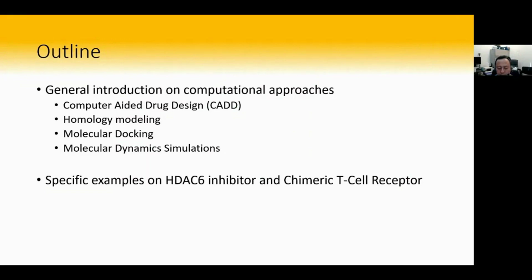And then I will use two examples. The first is a small molecule drug discovery. And the second, which is our central topic, is how to optimize the chimeric T-cell receptor. Okay, let's start the journey.